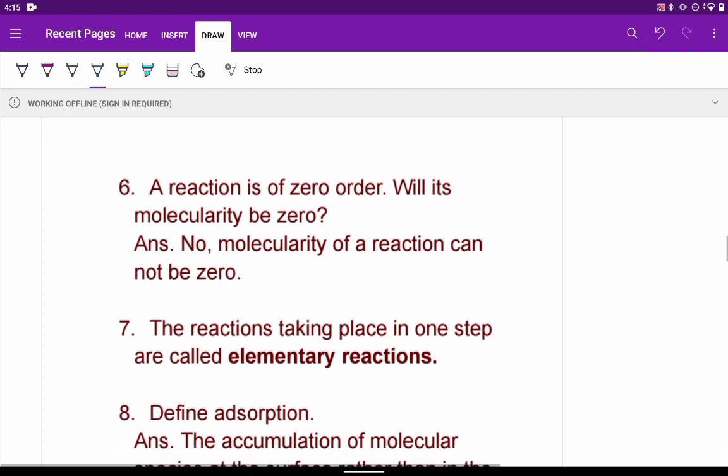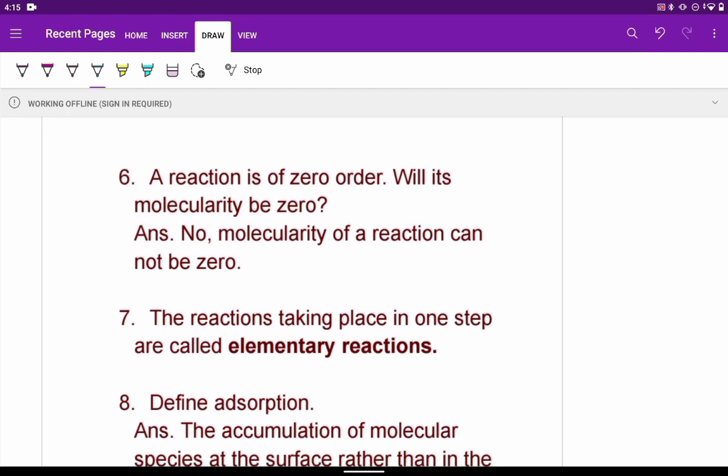Next, a reaction is of zero order. Will its molecularity be zero? No, because molecularity of a reaction cannot be zero. Next one, the reactions which are taking place in one step are called dash. What are they called? In a 1 mark question it can come. They are known as elementary reactions.